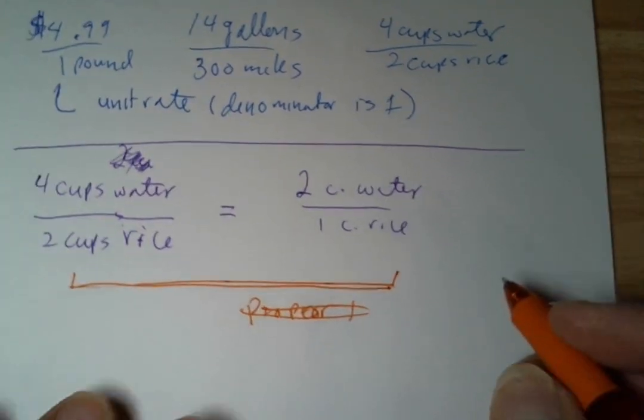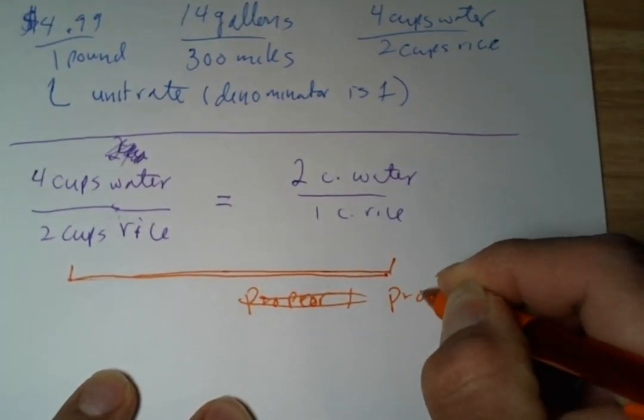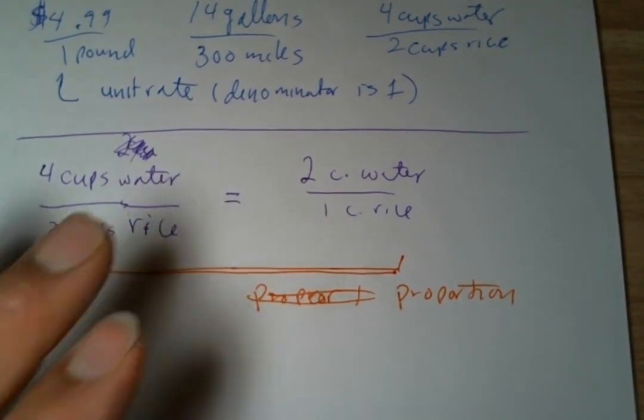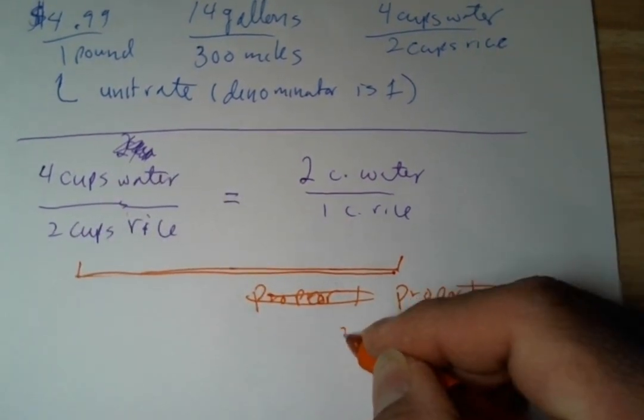Oh my god, I'm having trouble writing. Proportion. All right, so proportion is when we have two rates equal to each other.